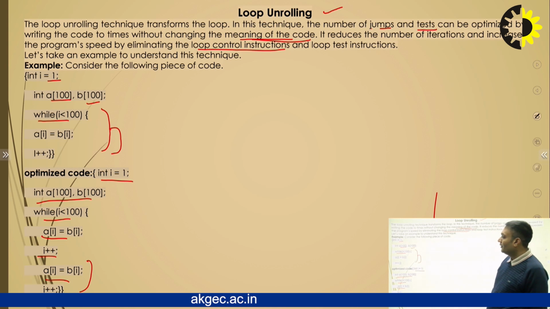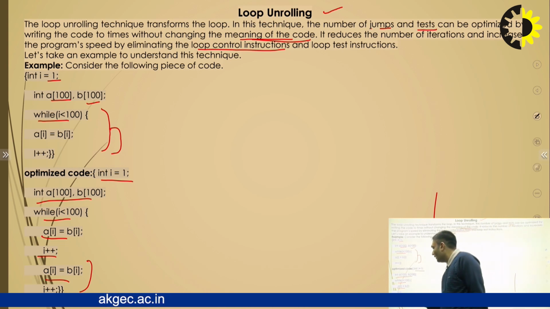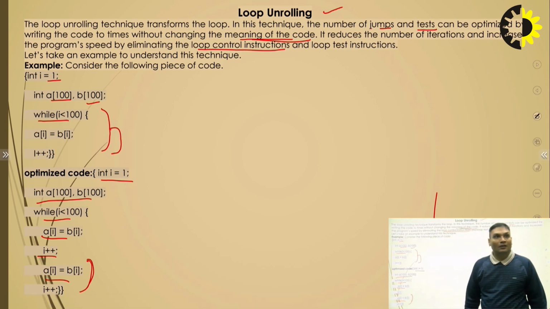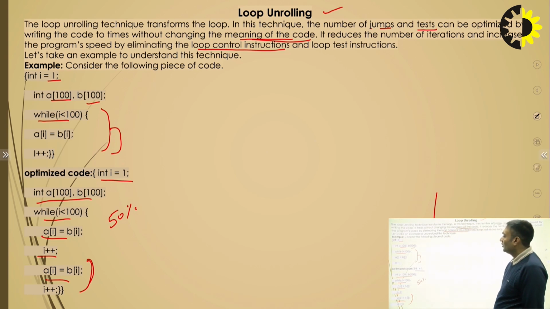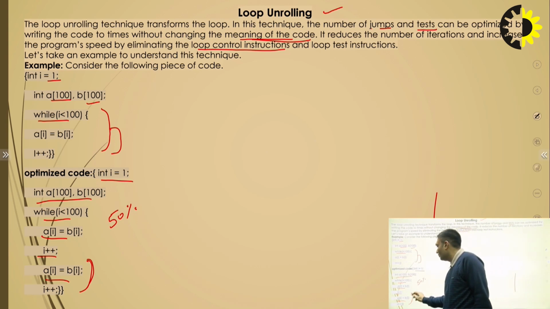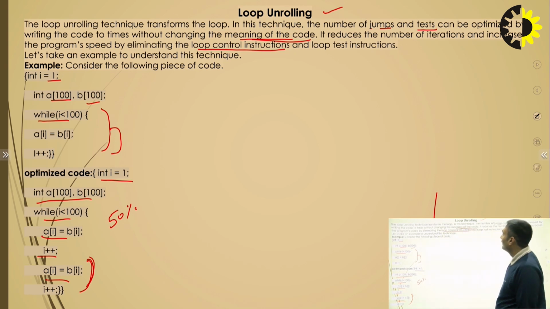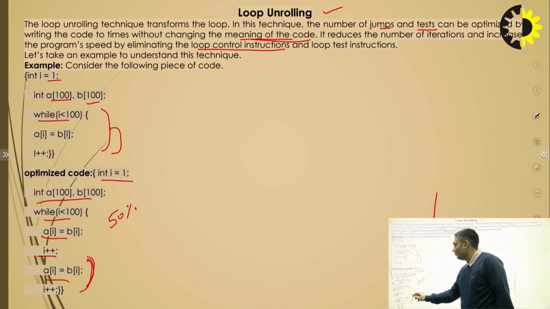So what I did, I just wrote these statements two times to reduce the overhead of the loop, and in this way the number of while loop iterations will be 50% less. Right? So this is another technique called loop unrolling. We are just unrolling the loops. We are reducing the number of iterations in the loop by writing the line of code two times.